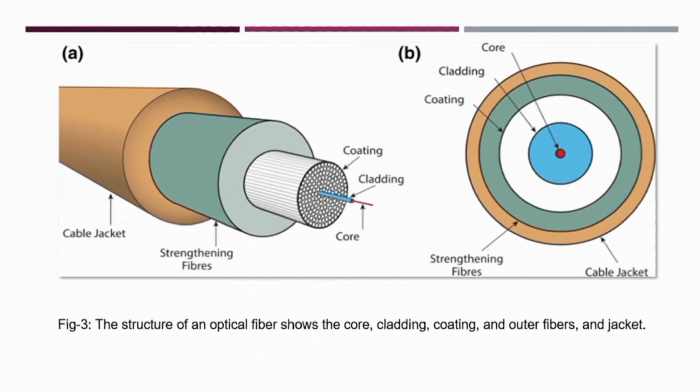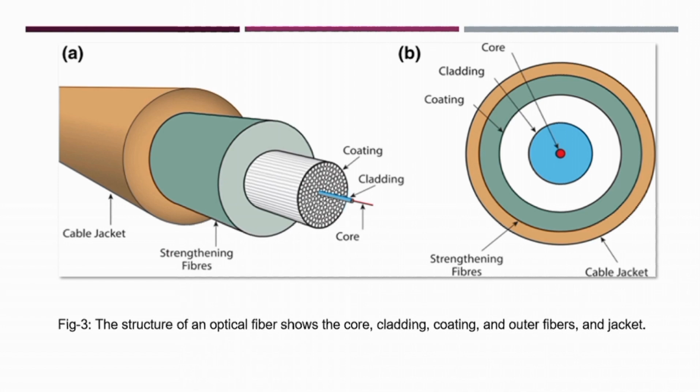If we take a closer look at optical fibers, we can see they are thin strands of glass or plastic that are used to transmit light signals over long distances. As we can see in the picture, the basic structure of an optical fiber consists of three layers. The core is the central part of the fiber where the light signal travels. It is made of high purity glass or plastic and its diameter is typically between 5 and 10 microns.